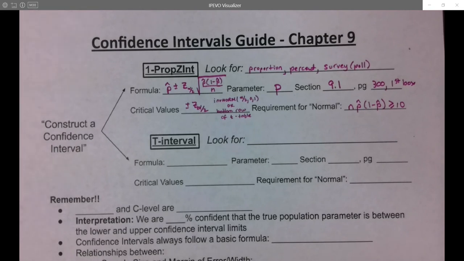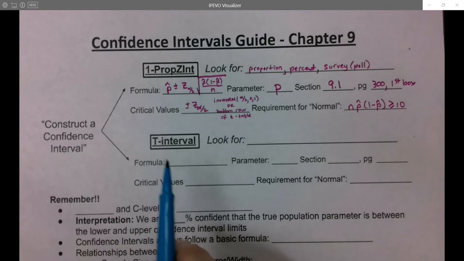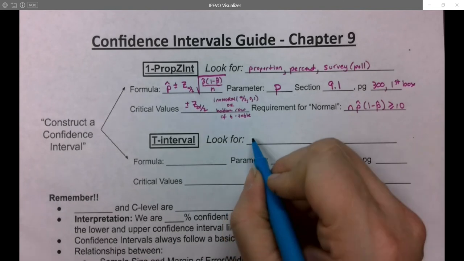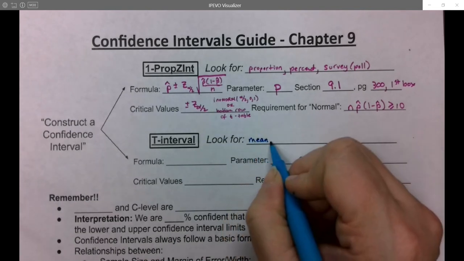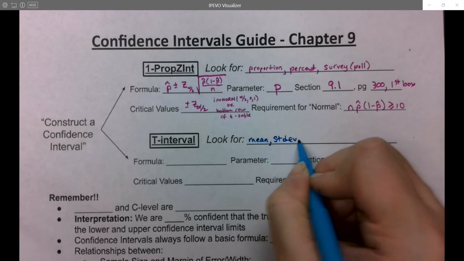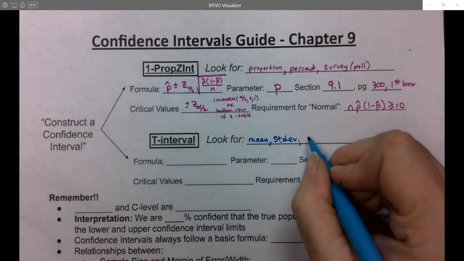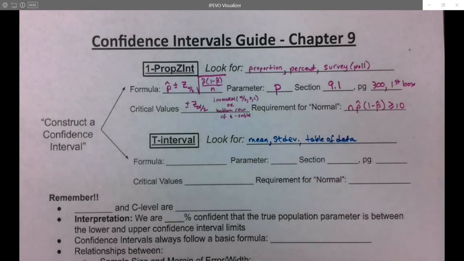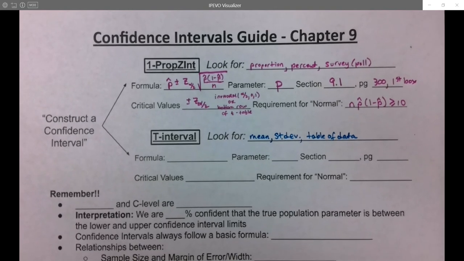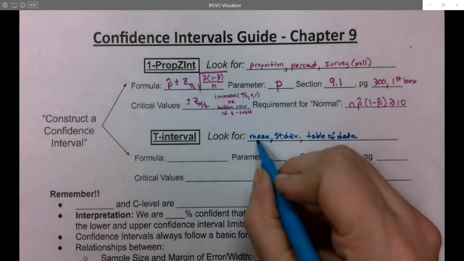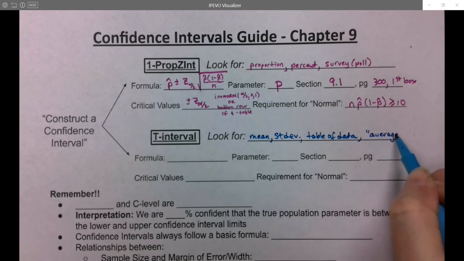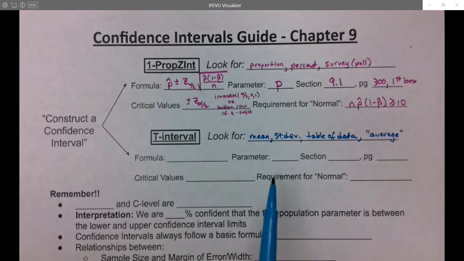All right, now what about a confidence interval for a mean? So that'll be for a t-interval. And you're going to look for things like, well, first of all, if the mean and the standard deviation are sitting in the problem, that's always a good sign. What if they gave you a table of data? So if they give you a table of data, that's a sign that that needs to be done. So the mean, the standard deviation, table of data. And last but not least, the other word you're going to see is, of course, mean is a form of average. So if they discuss averages a lot in the problem, then this is the one they're referring to.